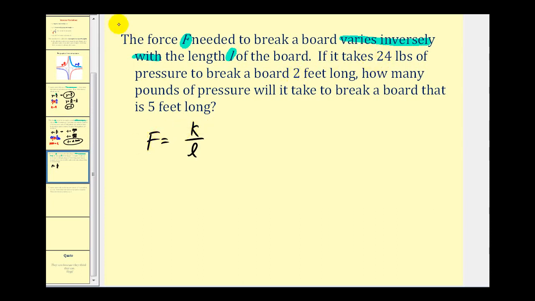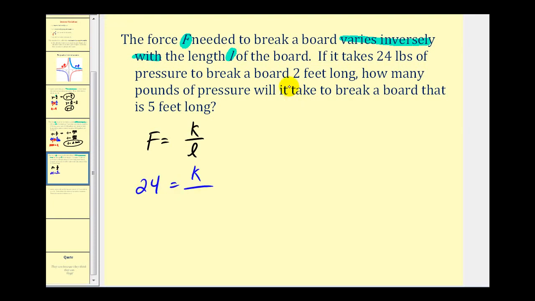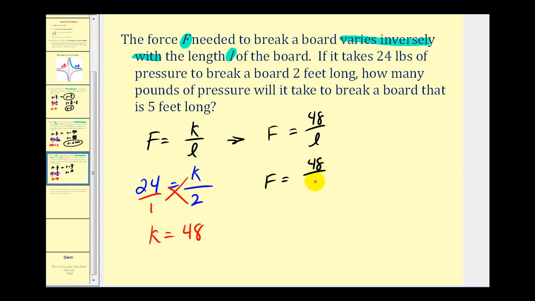So when the force is 24 pounds, we know a board of length 2 feet will break. Now we can cross multiply, so we have k equals 24 times 2, which is 48. So our inverse variation equation will be the force is equal to 48 divided by the length. So now if the length increases to 5 feet, it's going to take less force to break. The force will be equal to 48 divided by 5. So it will only take 9.6 pounds of pressure to break that board.